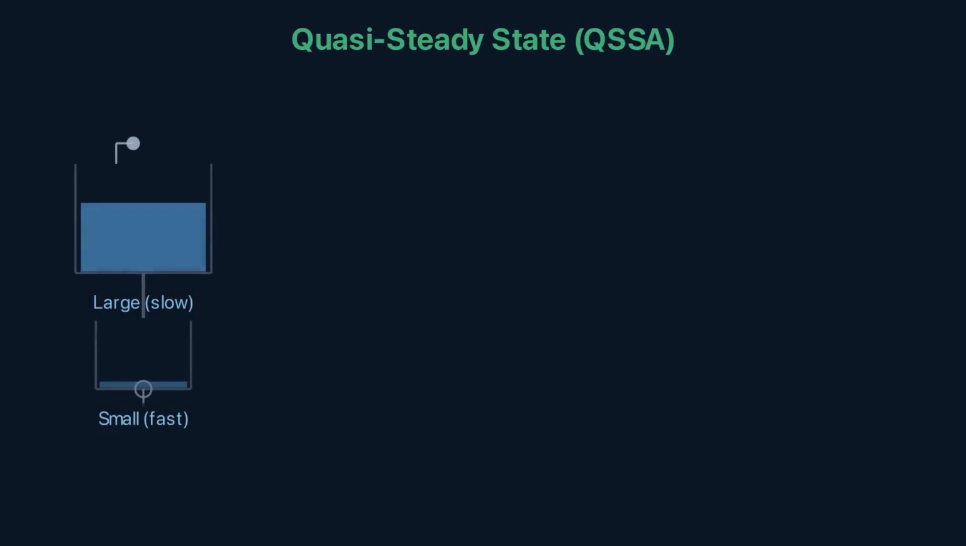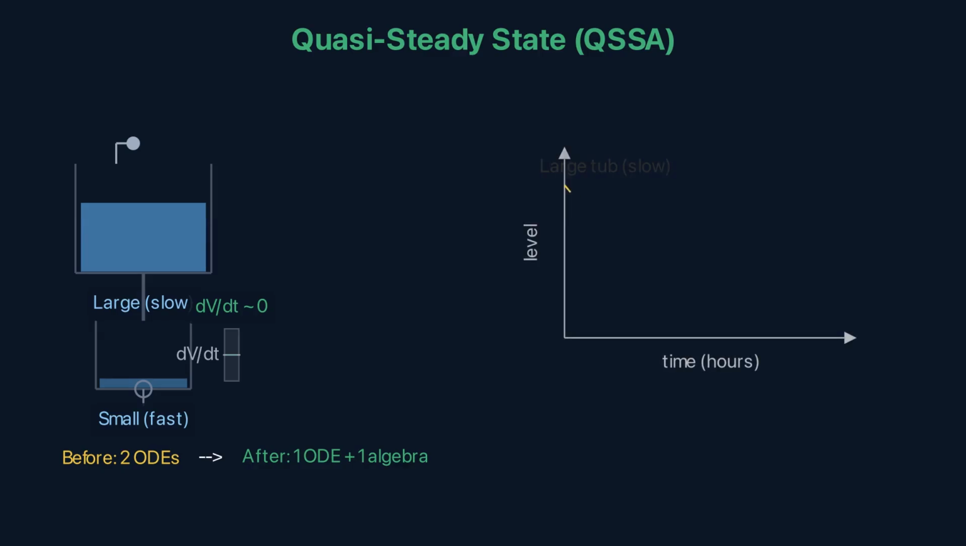Some drains are so fast that the tub reaches steady state almost instantly. The small tub's water level adjusts to whatever the big tub feeds it, faster than the plumber can blink. So why track it? Set diff to 0 for the fast tub and solve algebraically. The fast tub becomes a formula, not a differential equation. This is the quasi-steady state approximation, the most common simplification in QSP.